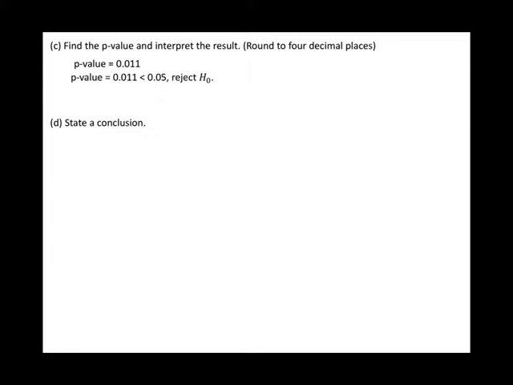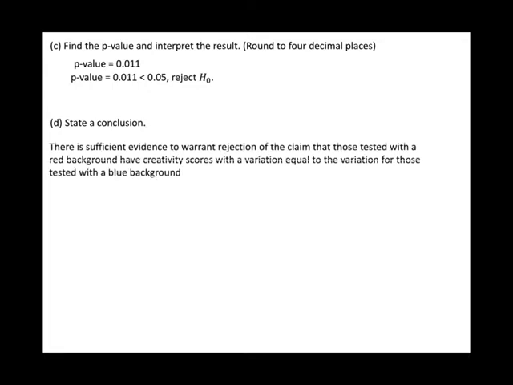So conclusion. So we have 1, 2, 3, 4 conclusions. Since the alternate hypothesis is not equal to, we're going to use either number 3 or number 4. And then we have a reject. So we're going to use number 3 conclusion. There is sufficient evidence to warrant rejection of the claim that those tests with a red background have creativity scores with a variation equal to the variation for those tests with the blue background. Okay, that's it.